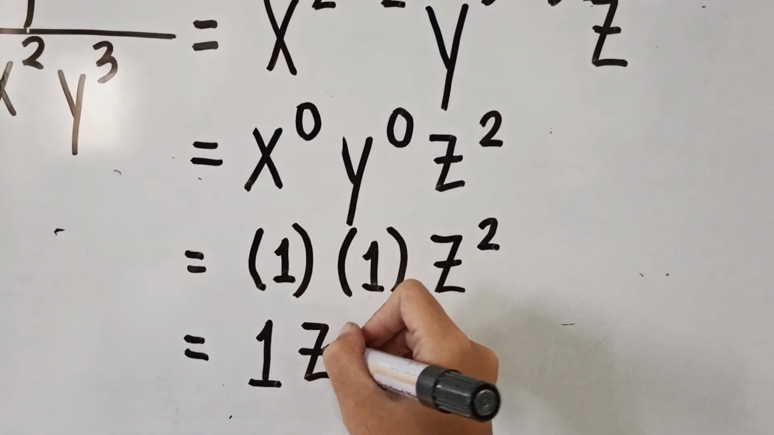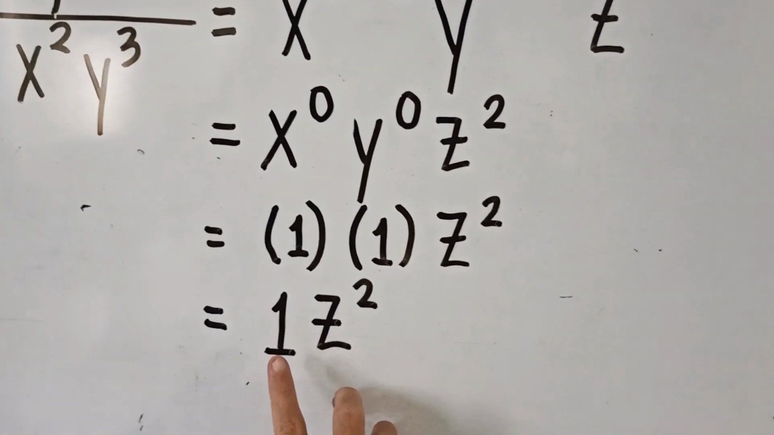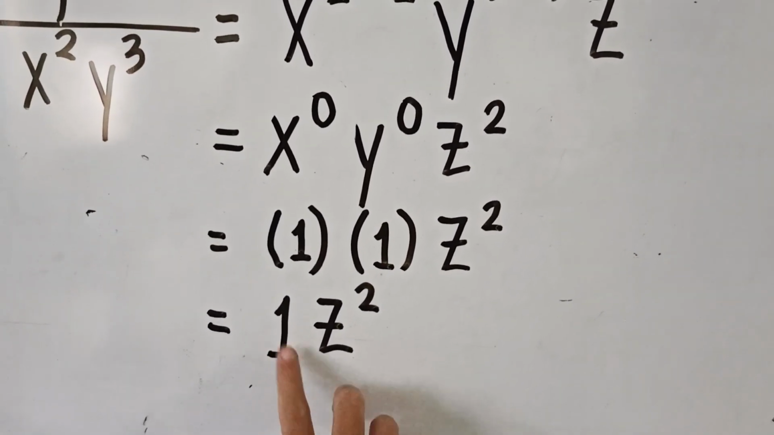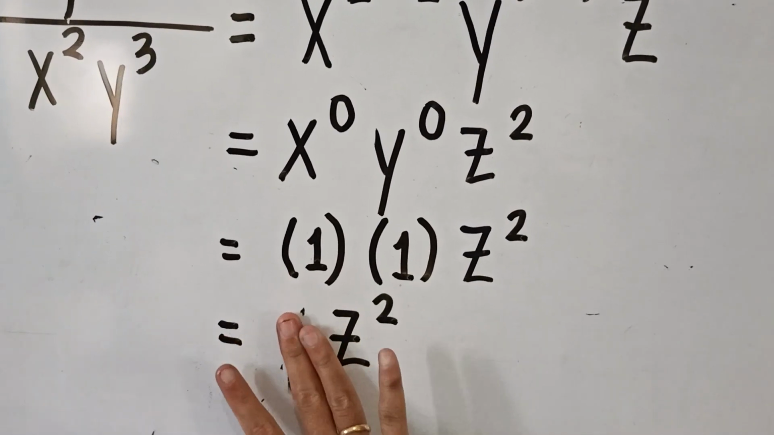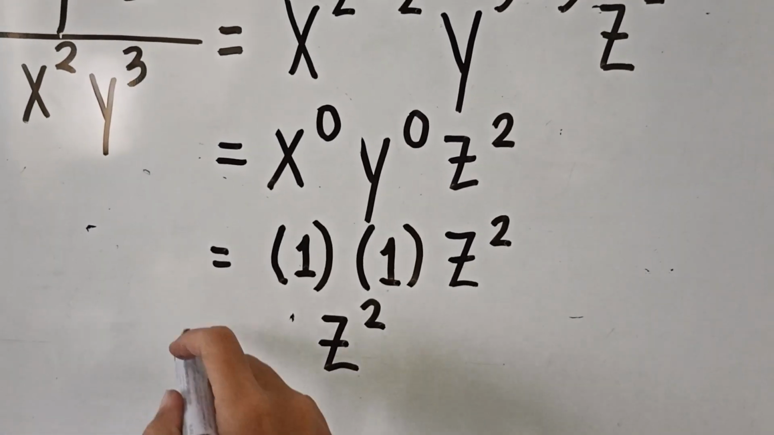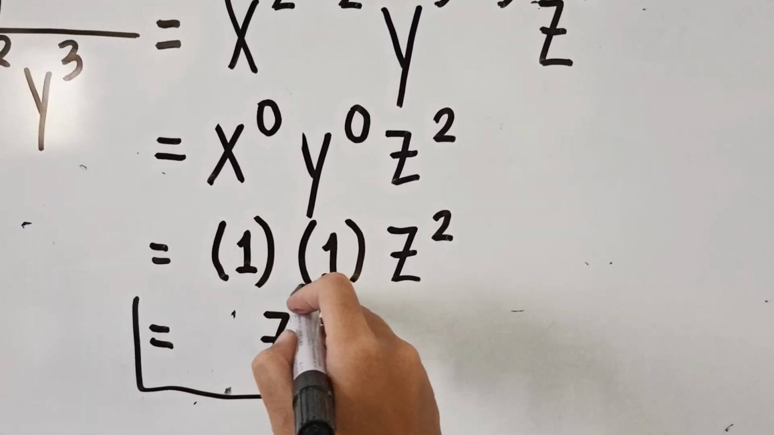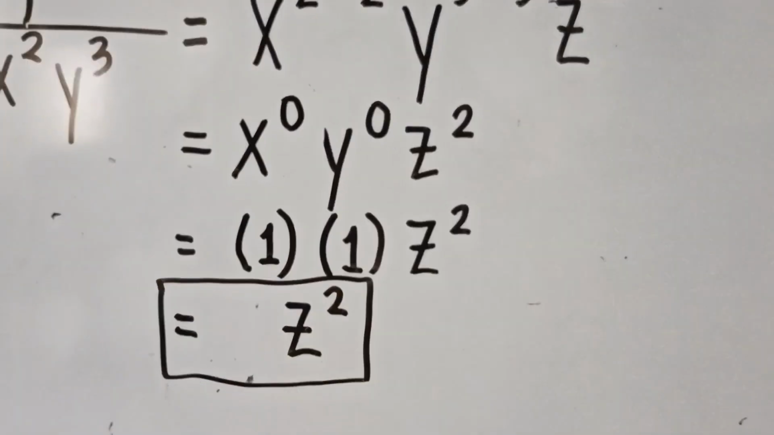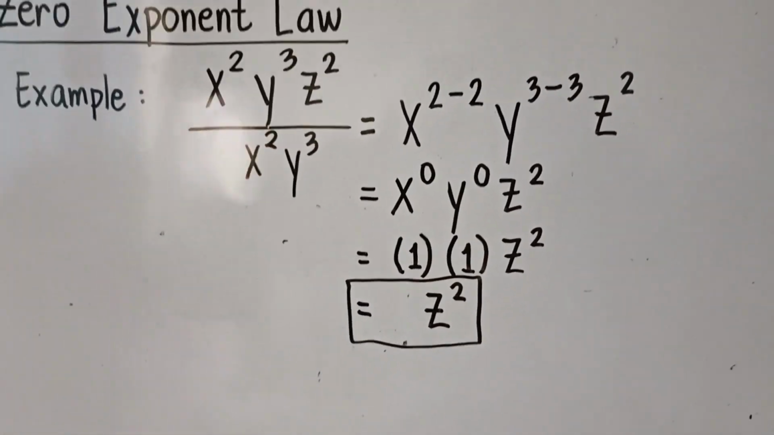So the final answer that we have here is 1z squared. However, as what the rule says, if there's a 1, it should not be written in an indivisible way. So our final answer is z squared. That's how we do zero exponent law.